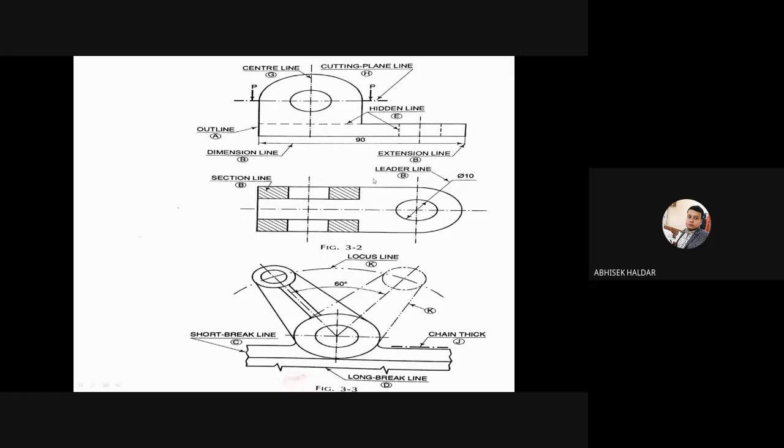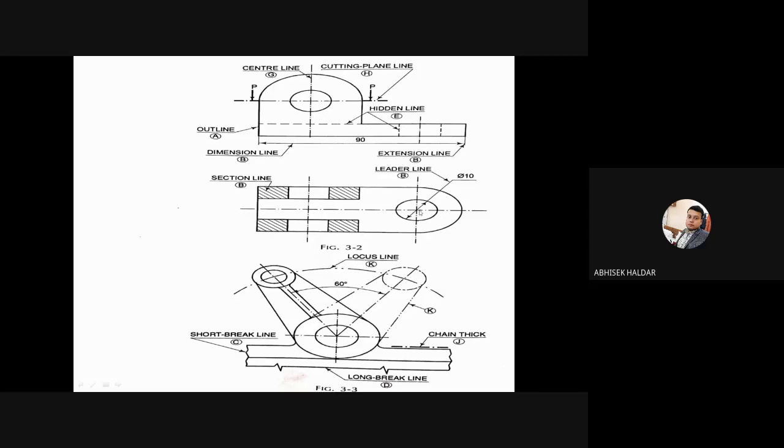Another thing is the leader line. The leader line is basically used to denote, now see, whatever 90 mm I have shown is a linear dimension. But if you have to give the dimension of this circle, it can be given in terms of diameter or in terms of radius. If you want to give the dimension of a circular part, then you have to use this leader line.